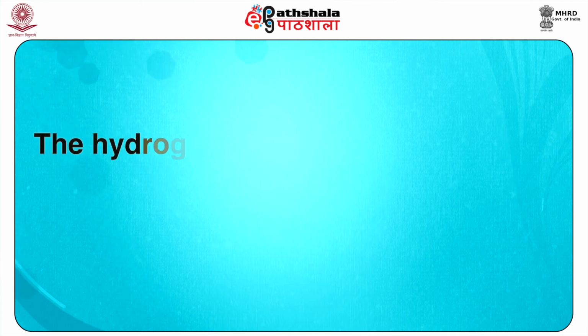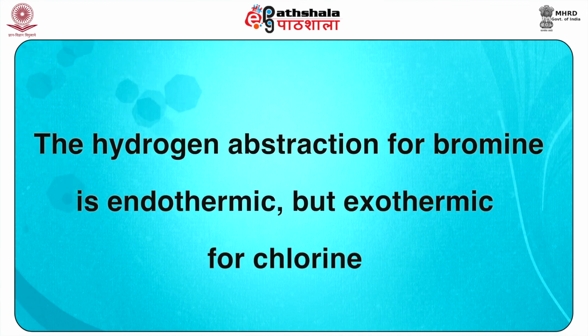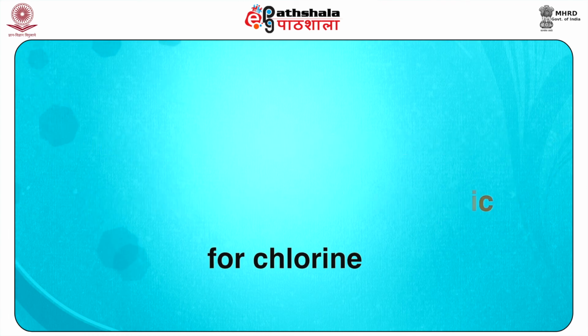And the difference in stabilities of the transition states must be greater than the difference in stabilities of the reactants, so that delta G for alkyne is greater than delta G for an alkene. Now let us consider the hydrogen abstraction for bromine is endothermic but exothermic for chlorine as a case. The hydrogen abstraction for bromine is endothermic as the transition state is close in energy to products, but hydrogen abstraction for chlorine is exothermic as the transition state is closer to the reactants.